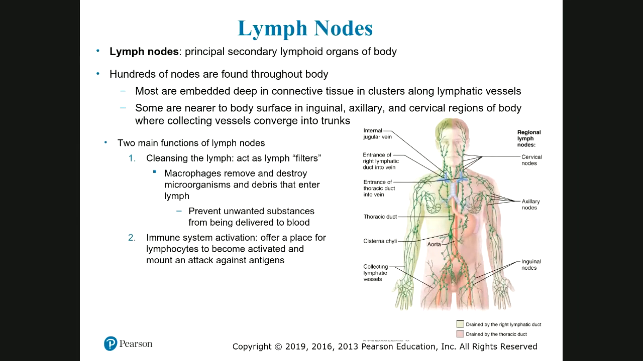So let's look at the localization of these lymph nodes that play a role in cleaning the lymph. They play a role like filtration. You see, they have macrophages that destroy and remove microorganisms. Before those lymph go back to the blood vessels, they have to be cleaned, right? This is very nice. It prevents unwanted substances from reaching our bloodstream. And it also stimulates the activation of the immune system.